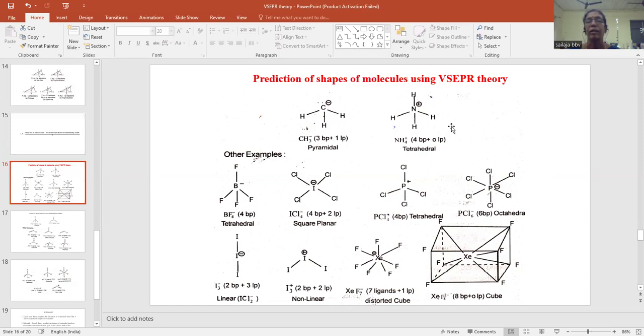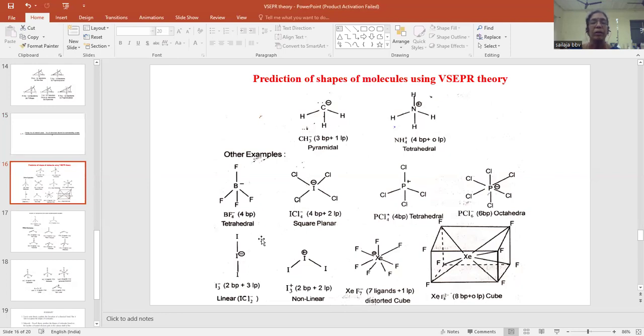Now coming to another example, NH4 plus. Here the central atom is nitrogen, which has a positive charge. So we have to subtract 1 from the group number. So 5 minus 1 is equal to 4. Since there are 4 surrounding atoms, each one is sharing 1 electron. So 4 minus 4 divided by 2 is equal to 0. So there are no lone pairs of electrons in the NH4 plus ion.